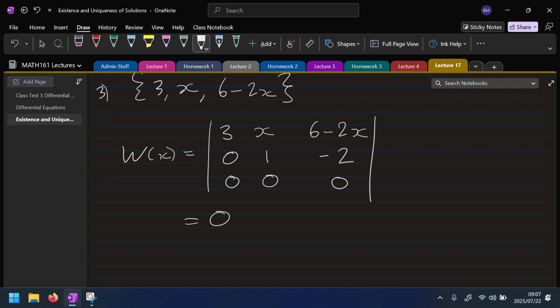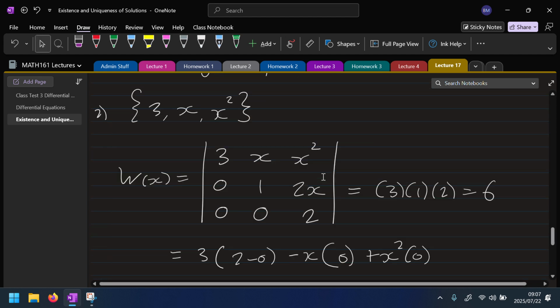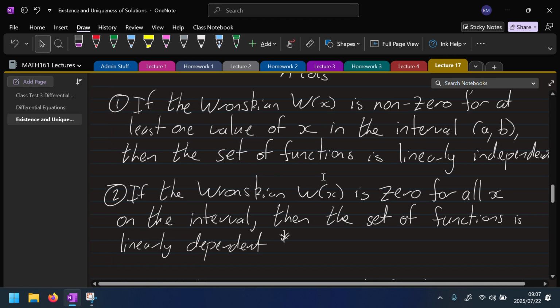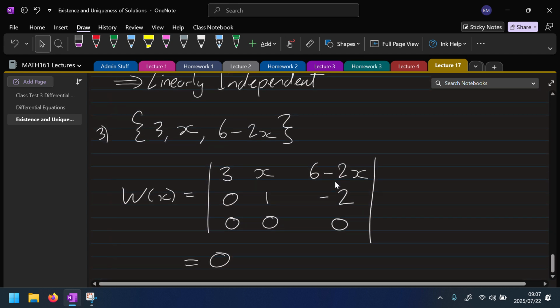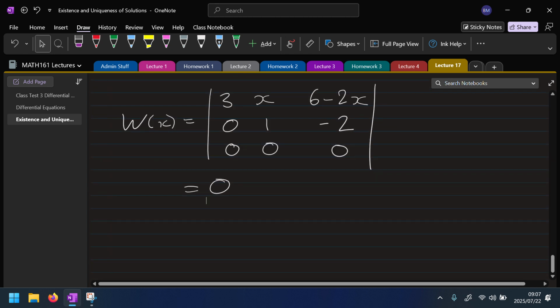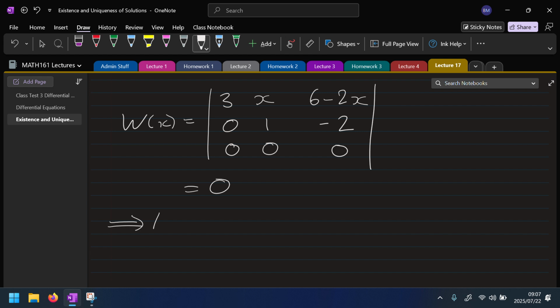Now, remember the cases, if we go back up here to the cases, case 2, if it's 0 for all values of x, then it's linearly dependent. Okay, well, this is 0 for all values of x, so it's linearly dependent. So yes, this does match up with our inspection method that we did earlier.